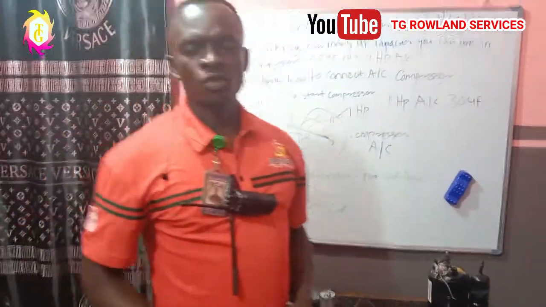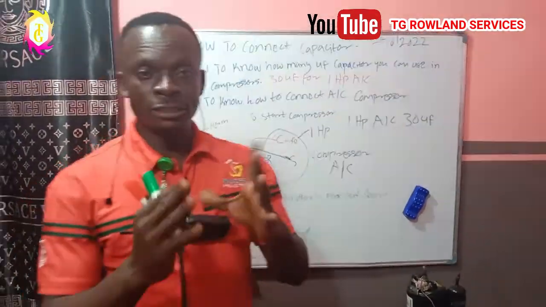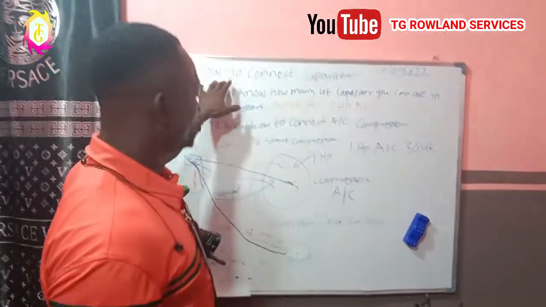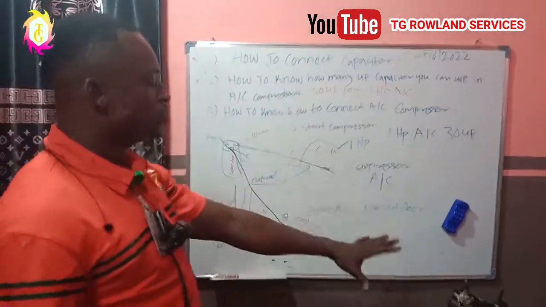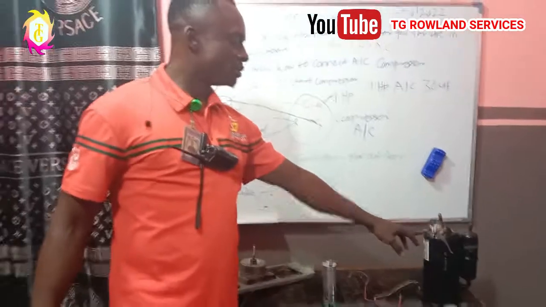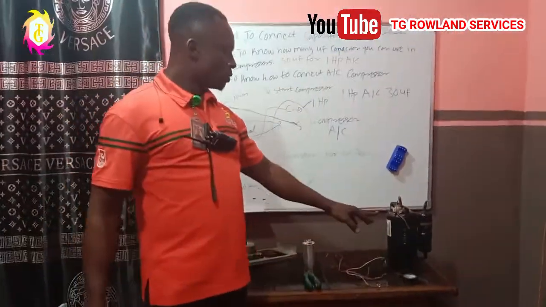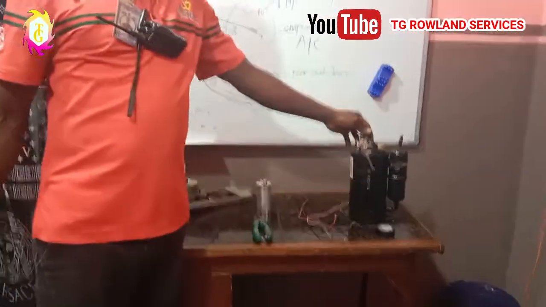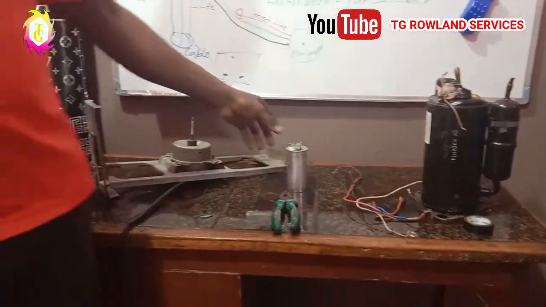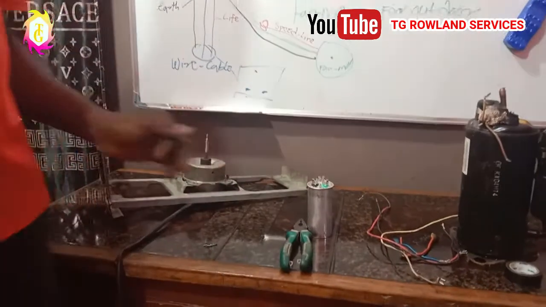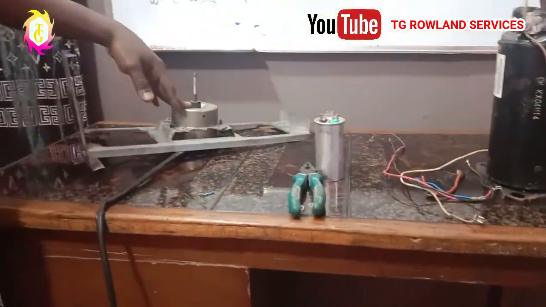Yeah, my viewers, we are back again to make you understand what we discussed in the previous video. All right, this is how it goes. Let's go to the board. Before we go to the board, I want you to view here. Let's know what we have here. Come close. Let us see what we have here. This is an AC compressor. This is a capacitor. And this is the outdoor fan motor.